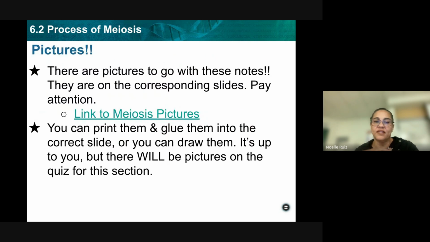Right. So, pictures. There are pictures to go with these notes. They're on each corresponding slide. You can print them if you have a printer and glue them into the correct slide, or you can draw them. It's up to you. But if you want full credit on the notes this week, you need to have pictures of all of the phases of meiosis.